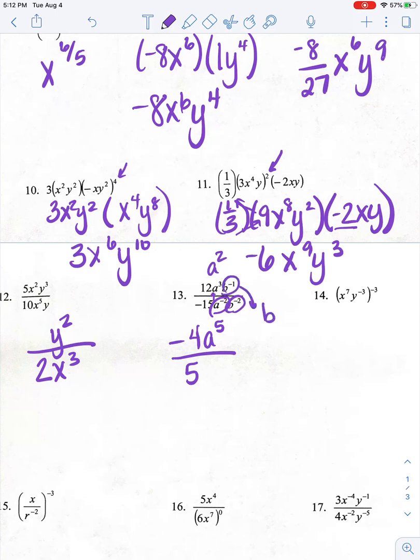These two are going to flip-flop because they're both negative. So b to the 1 is going to go to the bottom. B to the second is going to go to the top. So then I'll reduce that. That's going to give me a b to the 1 on the top.